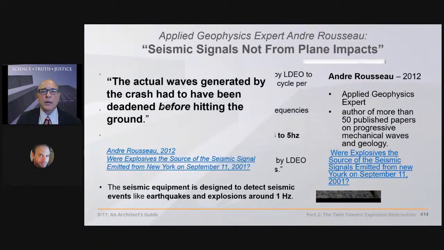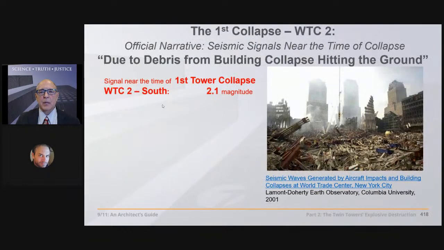The actual waves generated by the crash had to have been deadened before hitting the ground. So he's also saying you couldn't even detect 20 miles away the airplane hitting near the top of the structure, which is like a flagpole. It's going to absorb most of that vibration before it even hits the ground.